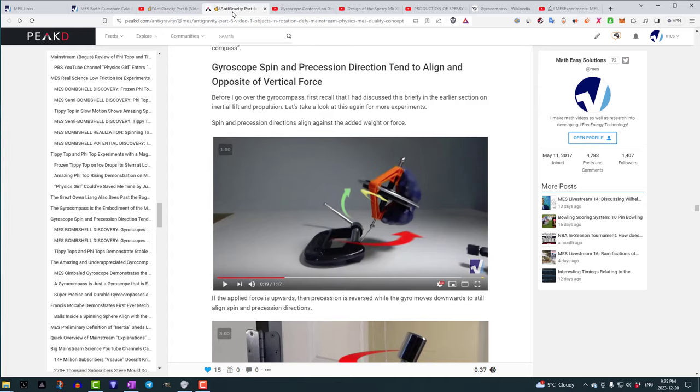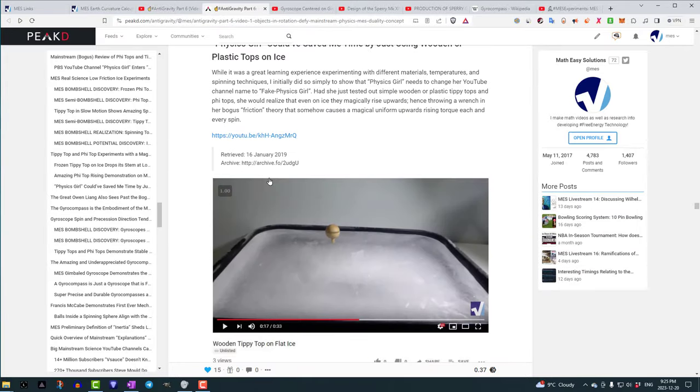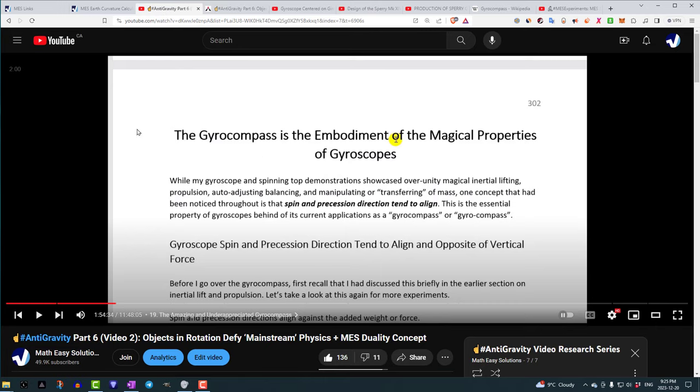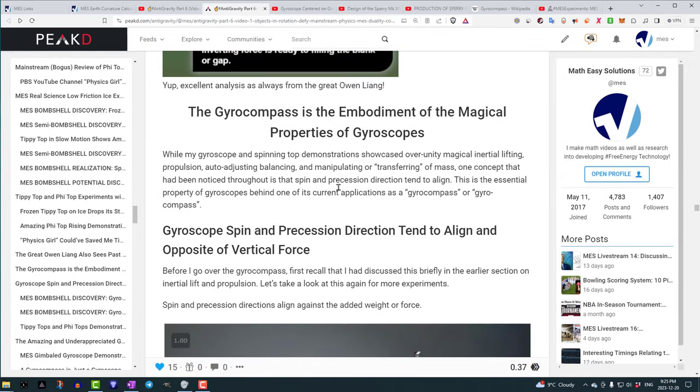Anyway, let's scroll through to the notes. Here are the video notes of that. We're back right here. The gyrocompass is the embodiment of the magical properties of gyroscopes. Again, this is my lingo, but it is pretty magical. Here is the part of the video, and then there are the exact notes of it on the Hive blockchain. I'm just going to zoom in like that.